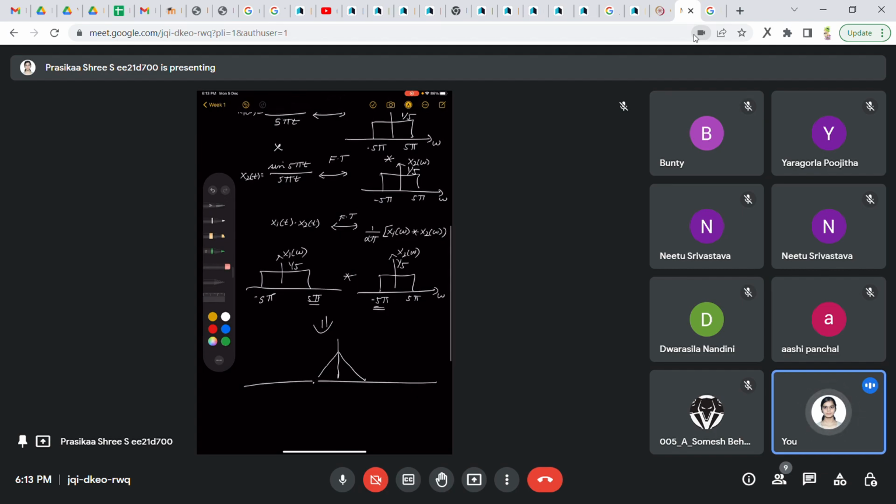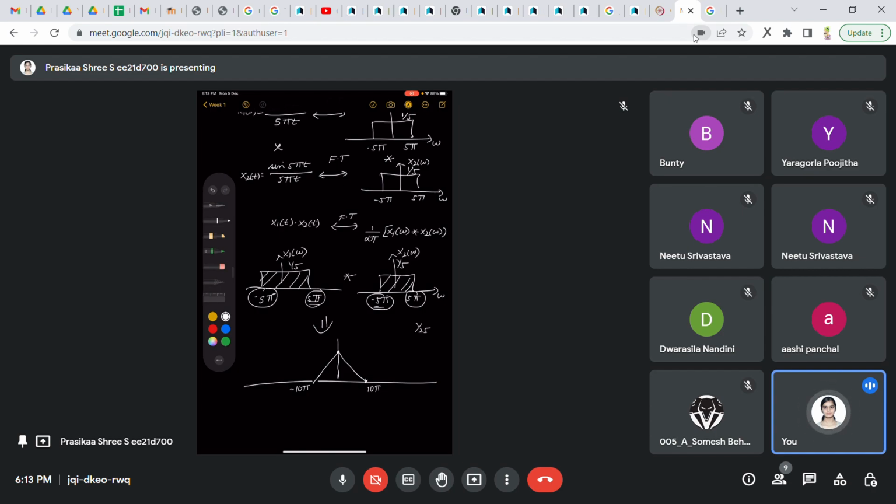So the starting point of the triangular pulse will be the sum of these two, that is minus 10 pi, and the end point is 5 pi plus 5 pi, which is equal to 10 pi. And what is the amplitude? Amplitude is nothing but computing the area of these two. You need to multiply and compute the area. So when you are multiplying, what you will be getting?